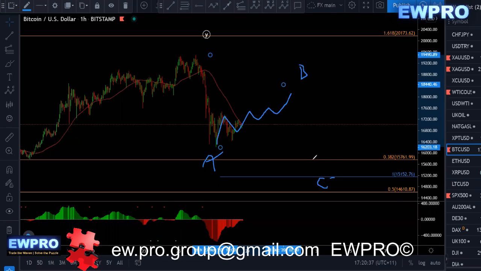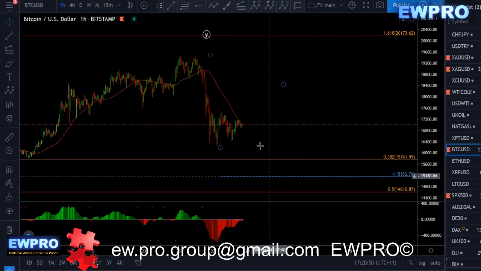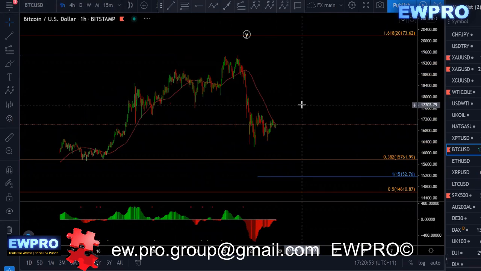The wave B, the A, B, and I'll aim for that 100 fib for the target. You may not get it. I definitely would be moving to break even on this 38.2 daily fib. So if you do get this short, yeah. But at this stage, you can only look for the short.